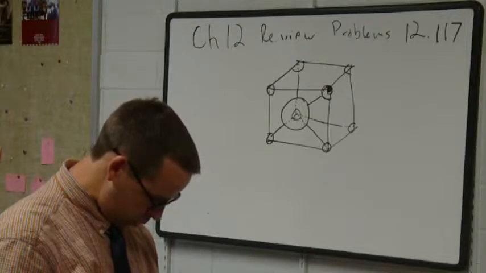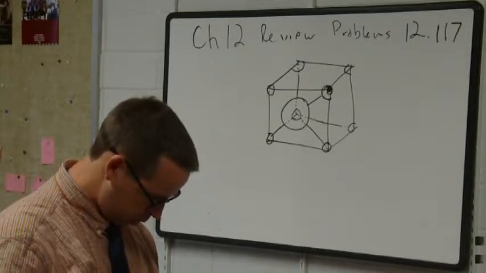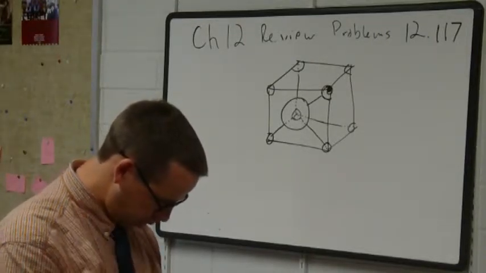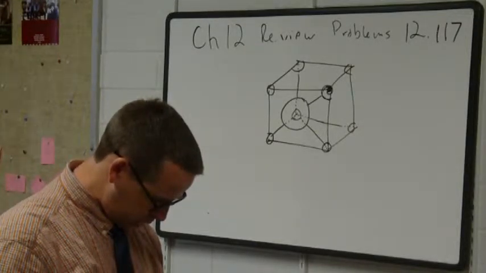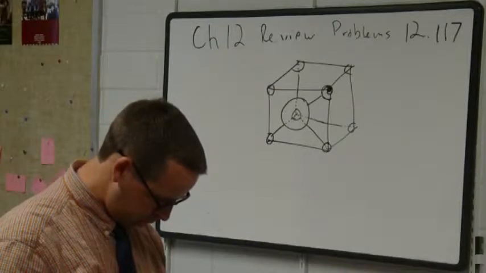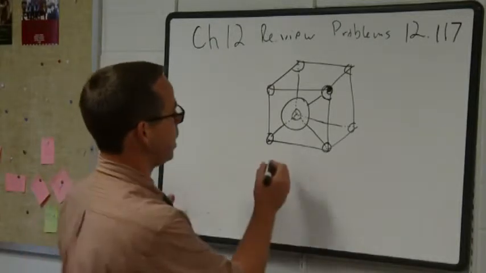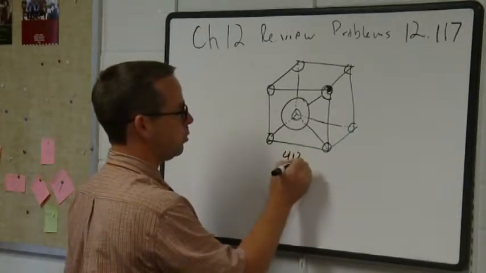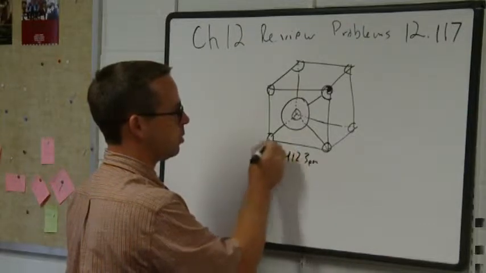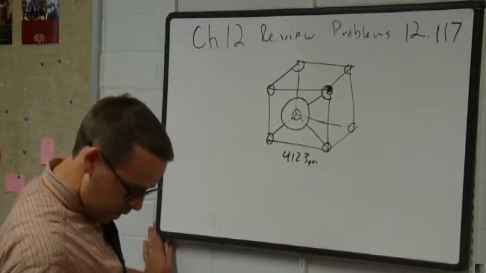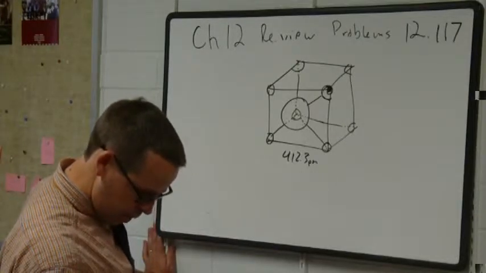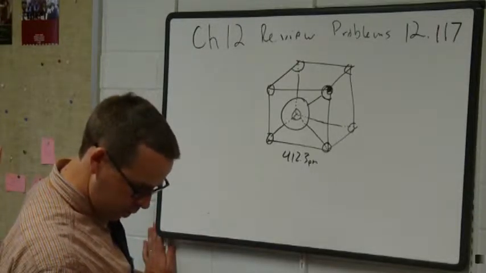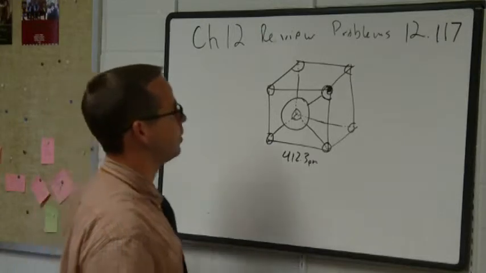So the body diagonal starts at one corner and runs through the center to the opposite corner. That's what we have just explained. The length of the edge of the unit cell is 412.3 picometers. So this length right here is 412.3 picometers, right? The chloride ion has a radius of 181. Calculate the radius of the cesium ion.